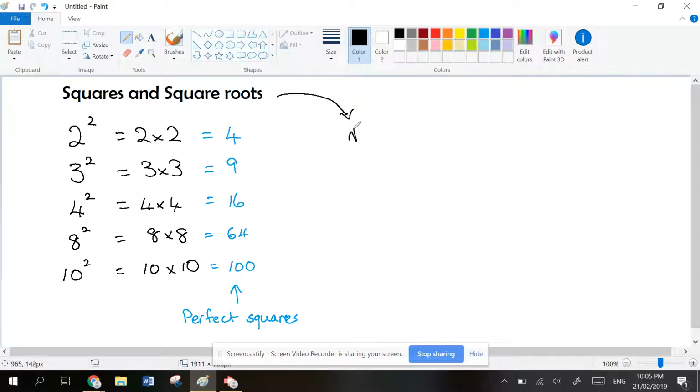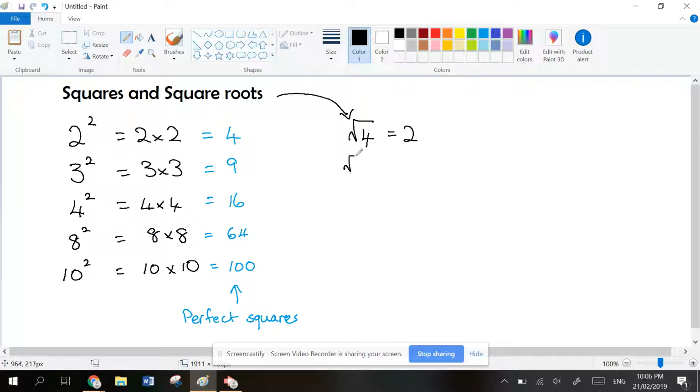If I asked you for the square root of 4, it's connected to the squares over here, then the answer is 2. We're asking, if something was squared, what would it be? So 2 times 2 is 4, so the square root of 4 is 2.